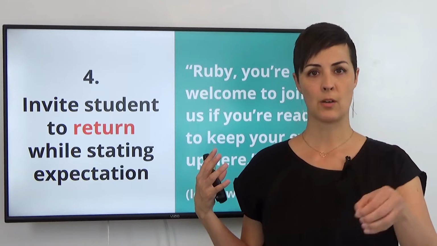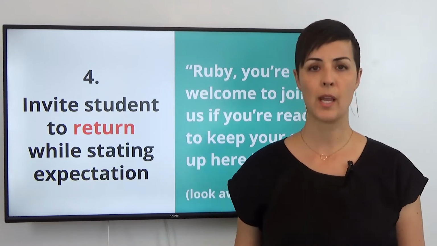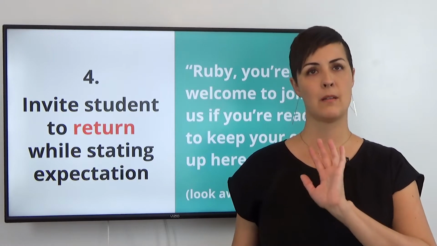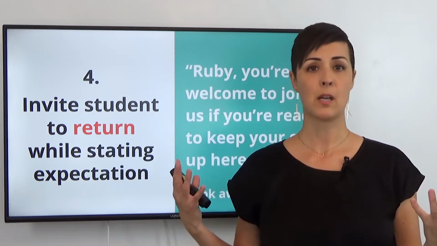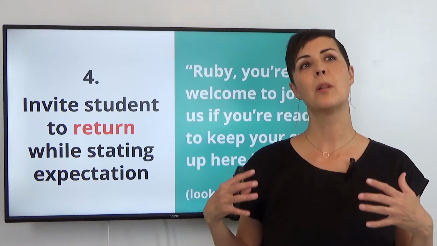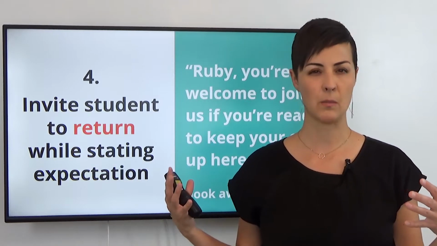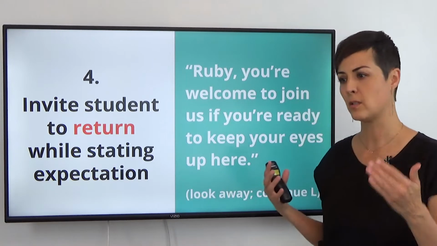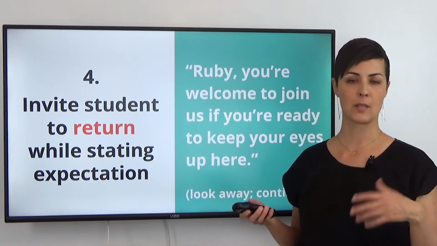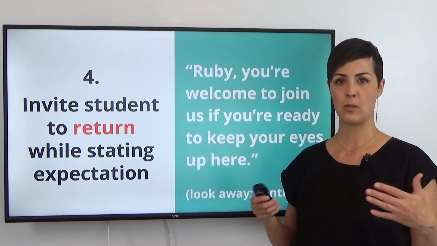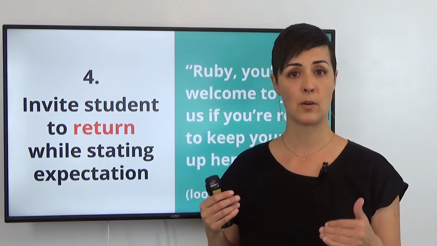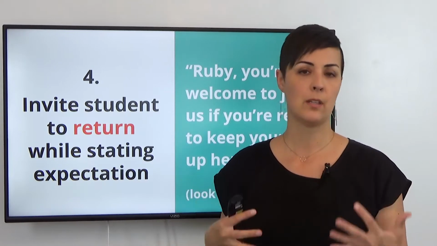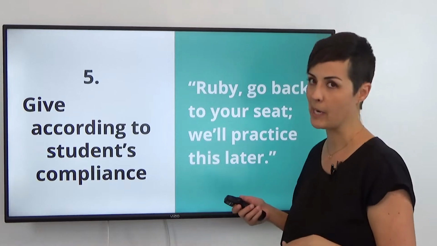Most likely she will return and join us, but if she doesn't, that's okay. As long as she's not disruptive at her seat, she can stay back there. And if she did become disruptive, I can always implement another consequence at a later time. So don't feel like just because the student doesn't return right then, all hope is lost. But typically, if you don't engage in a battle of wills, if you just say, okay, if you're ready to try it again, you're welcome to join us on the rug, typically the students will return, has been my experience.